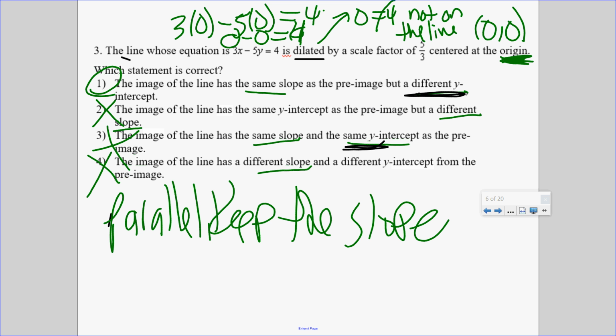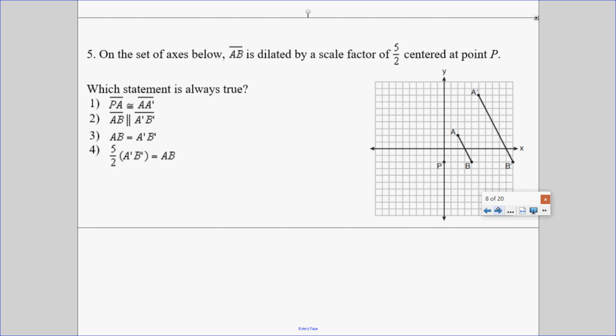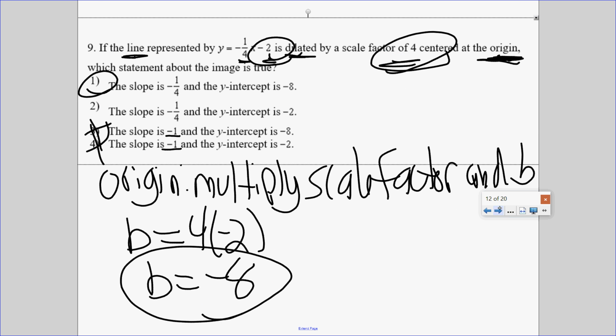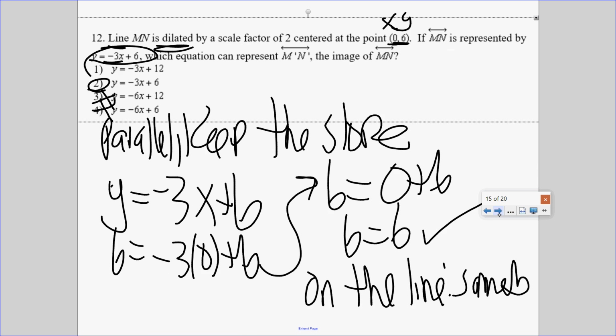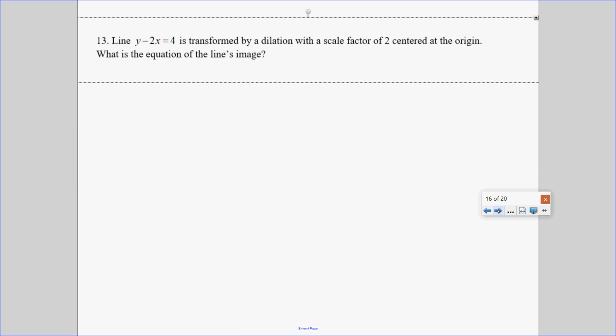They've never asked a question in the regions where it was not the origin, it was not on the line, and they asked for the equation. All you've been asked to do is something like this here, where if it's not on the line, it has a different y-intercept, so you're just stating that it has a different y-intercept. But that being said, we did do the lesson yesterday where we were able to find the exact equation. That's it.